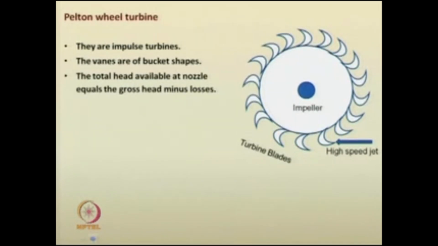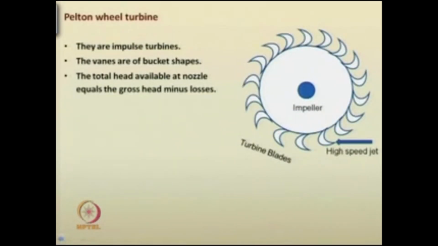The total head available at the nozzle usually equals the gross head minus the losses that are provided. You can easily evaluate the nozzle using basic fluid mechanics and flow through a nozzle, which one might have studied. You can use that relationship and suggest the quantities here.